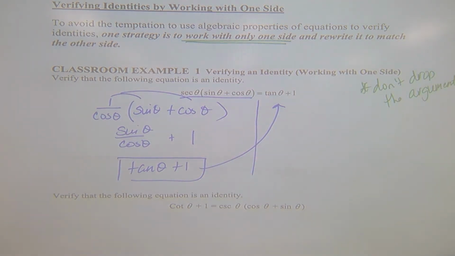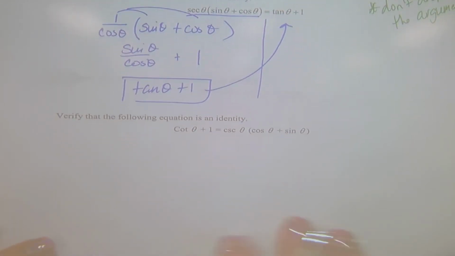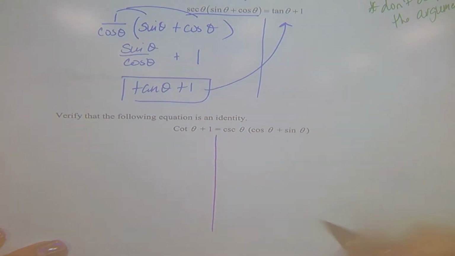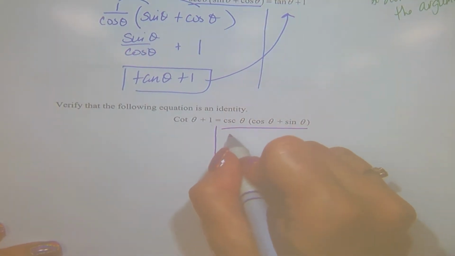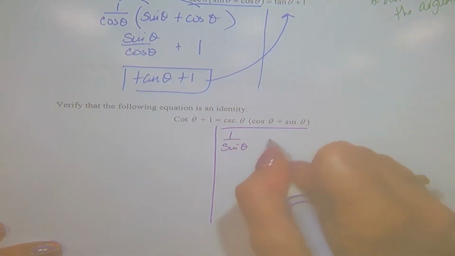Okay, verify this next identity. Again, we're not saying, is it an identity? I'm saying it is an identity. You show me how. This time, the more complex side is my right side. So I'm going to work on it and try to make it match the left using that same process. I'm going to take cosecant theta and rewrite it as 1 over sine theta.